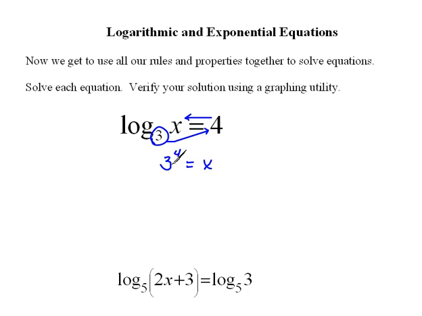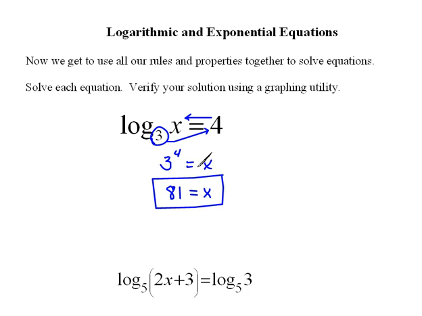So here we have 3 to the 4th power equals x. Well, what is 3 to the 4th power? That would be 81. So we're saying that x equals 81. And now we do need to double check. See where it says verify your solution using a graphing utility? Well, we could do that. We would end up having to use the change of base formula in order to do it.